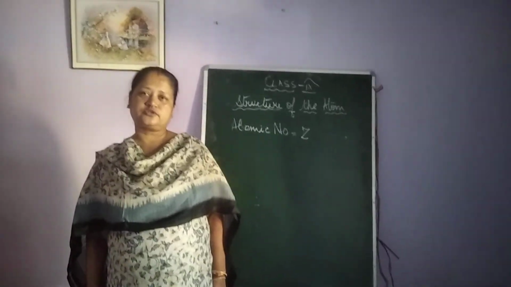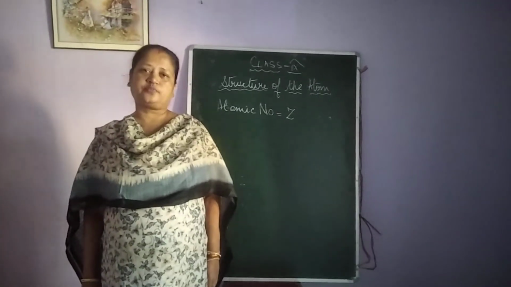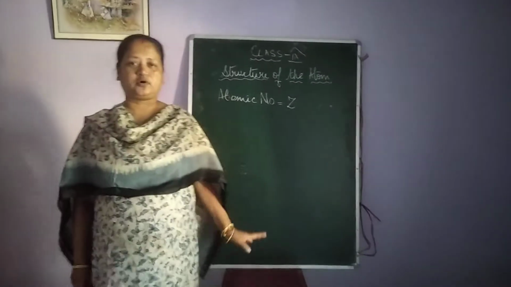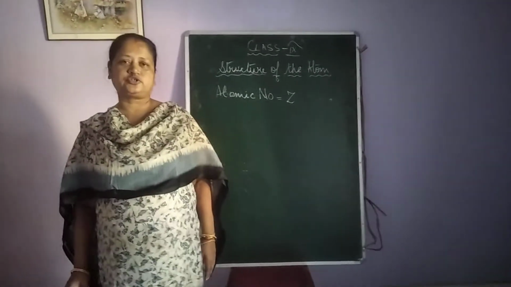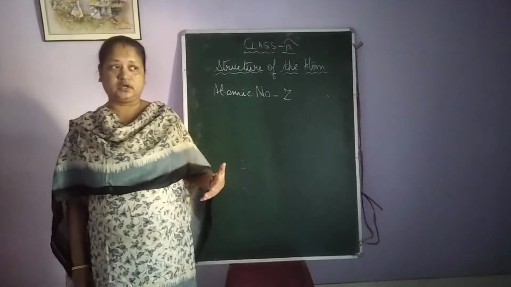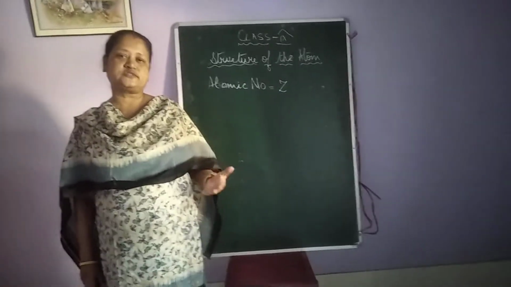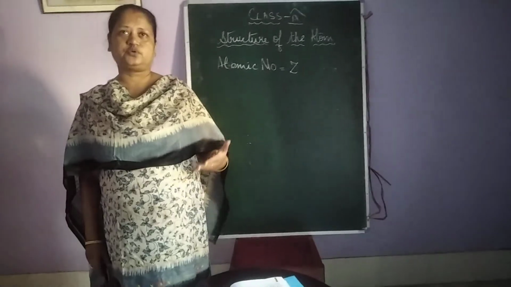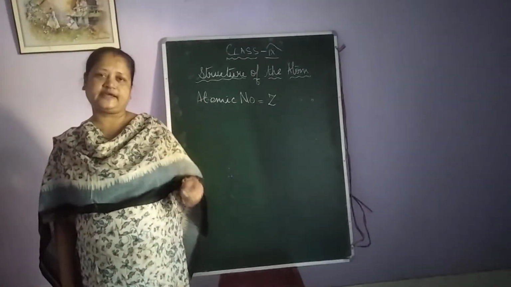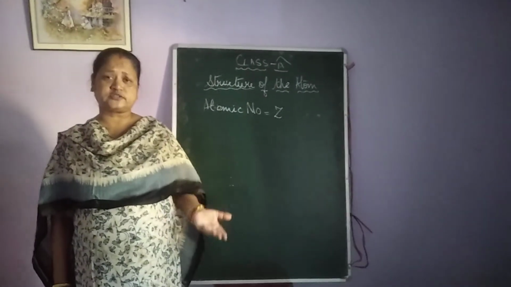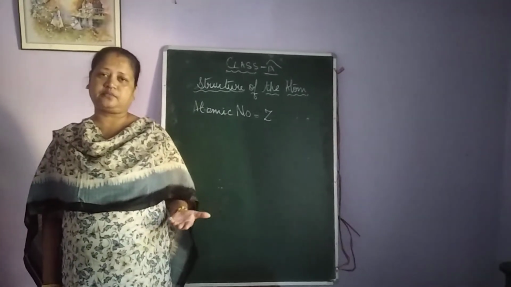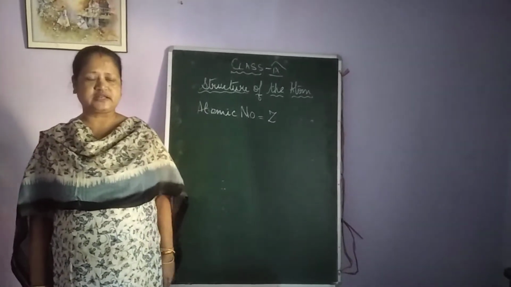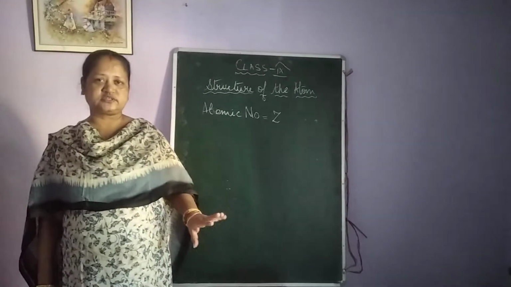A very good morning to the students of class 9. Our topic of discussion is the chapter Structure of Atom. In the last class, I discussed the rules associated with the distribution of electrons in the various shells, how they are distributed, the maximum number of electrons that can be accommodated in a particular shell, and the discrete orbits.